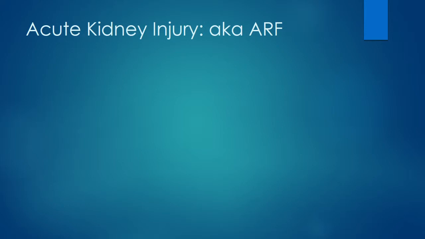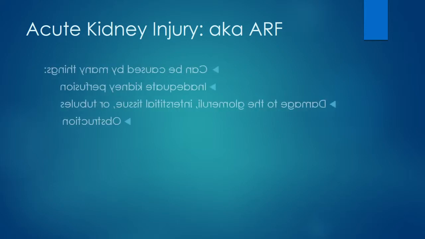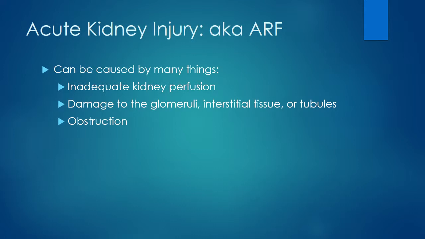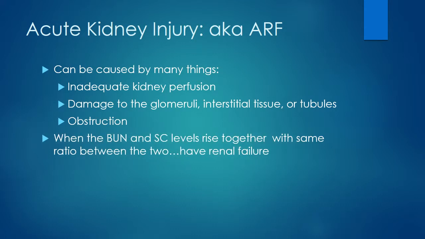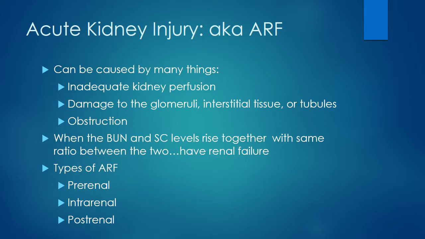Acute kidney injury, also known as acute renal failure. Acute kidney injury can be caused by many things, such as inadequate kidney perfusion, damage to the glomeruli or interstitial tissue or the tubules, or obstruction. When the BUN and serum creatinine levels rise together with the same ratio between the two, you have renal failure. The types of acute renal failure are pre-renal, intrarenal, and post-renal.